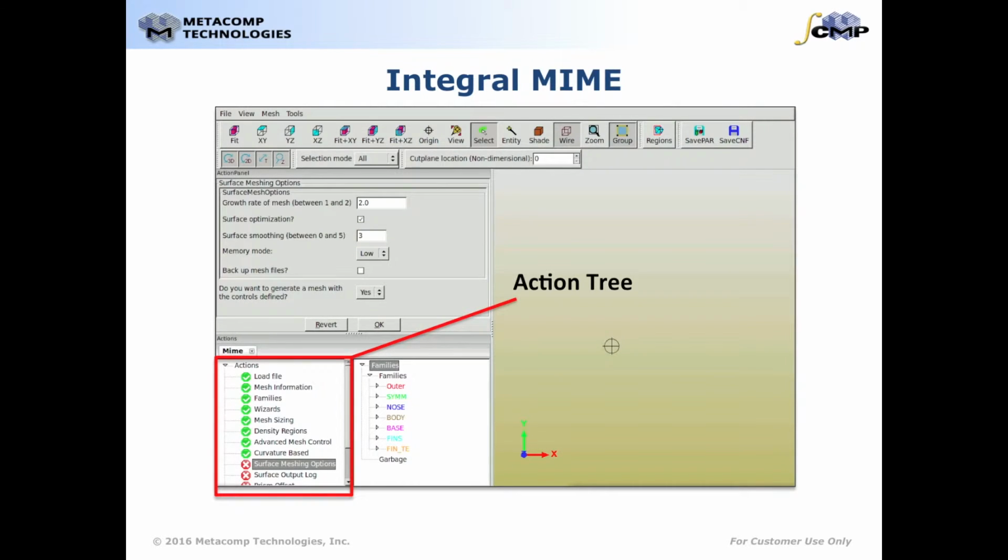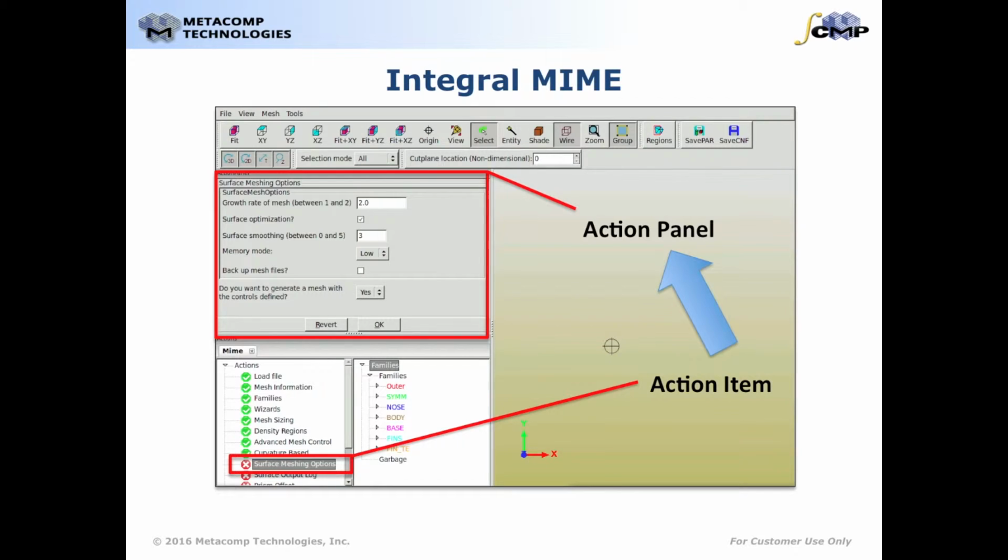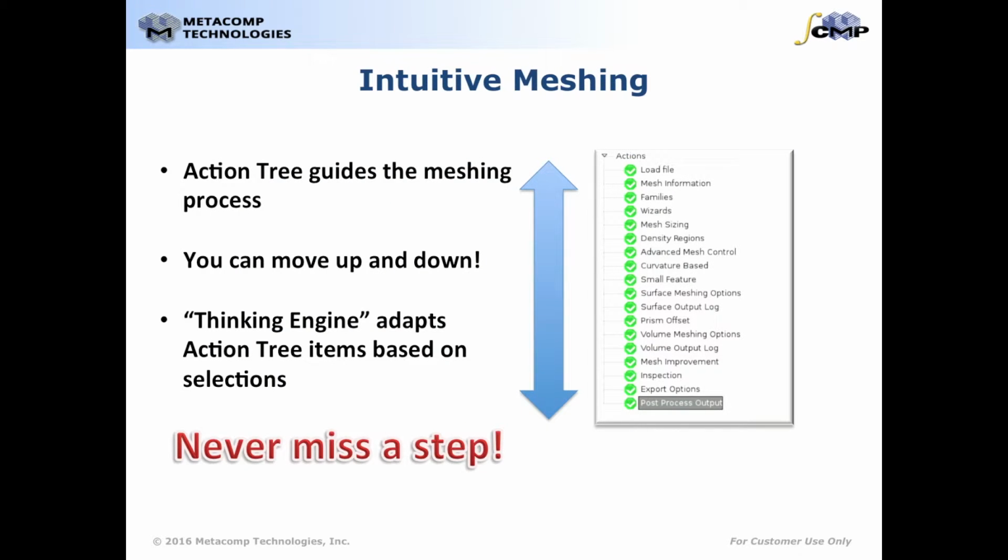A key aspect to the IMIME Advanced User Interface is the action tree. The action tree consists of individual action items, and each action item has associated with it an action panel. Users progress through each action item in the action tree. The action tree guides the meshing process.